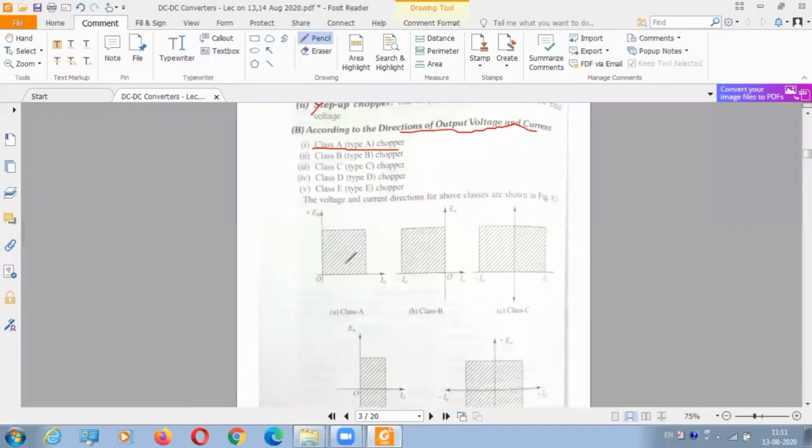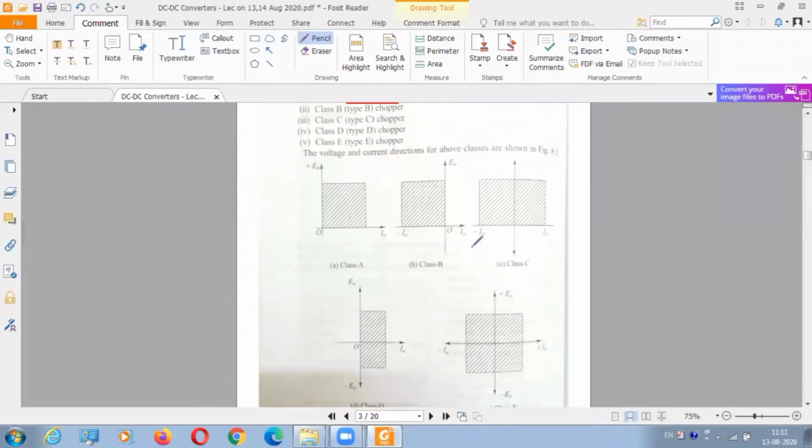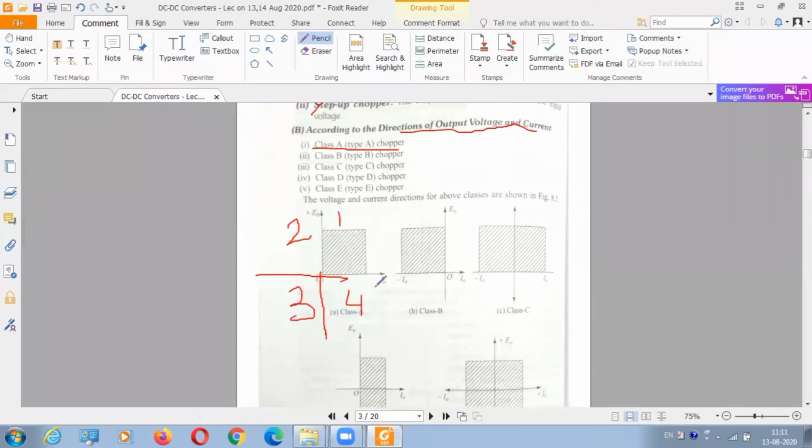This is one quadrant of operation. This is another quadrant. So if I draw 4 quadrants, this will be first, this will be second, this will be third, this will be fourth. Now why are we studying this? Just one line I want to tell you. See, in this quadrant, voltage and current are positive. And I told you what the application of a chopper is. First, we are controlling the DC motor speed.